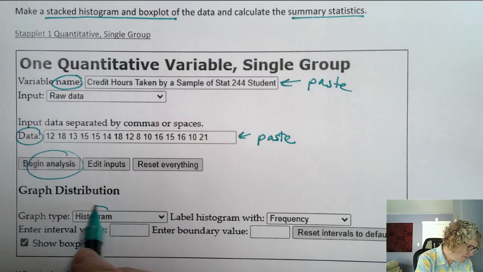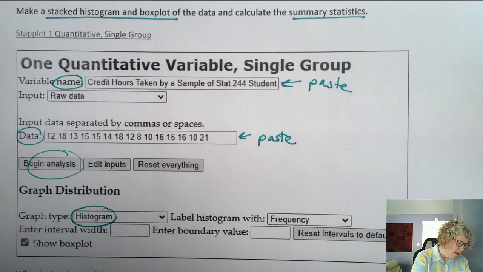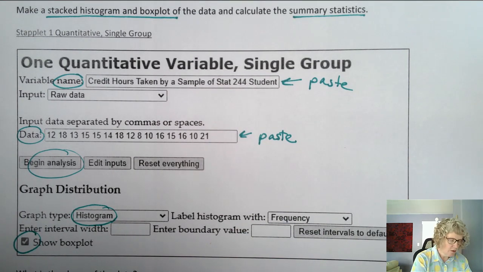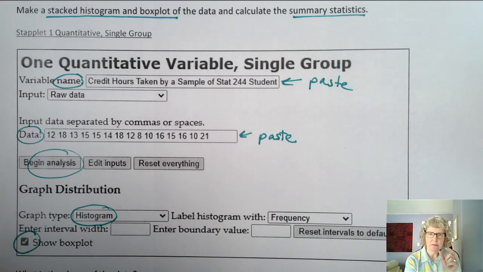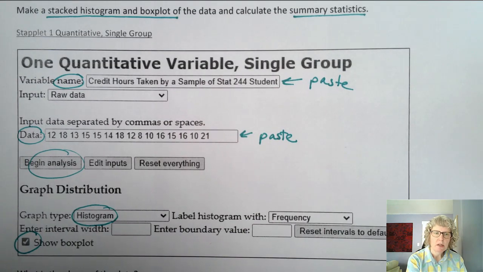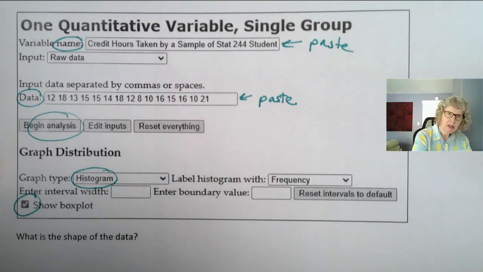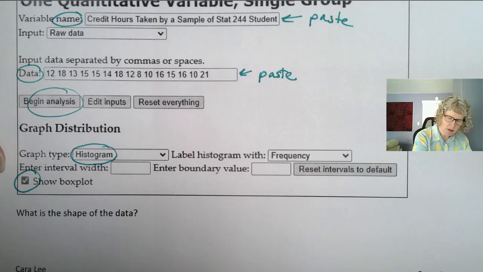Okay, and then graph type histogram. Everything else is pretty much just default. Also show box plot, okay? You can play around with the bin width or interval width of each bin if you want to, which does sometimes kind of change the shape, so if you feel like you want to play around with that, you're welcome to. Okay, so what is the shape of the data that we're looking at?